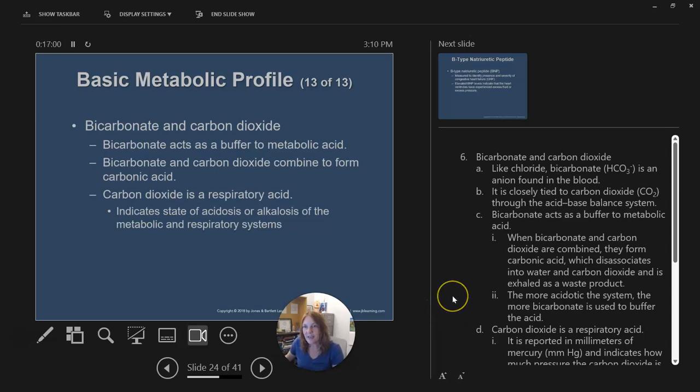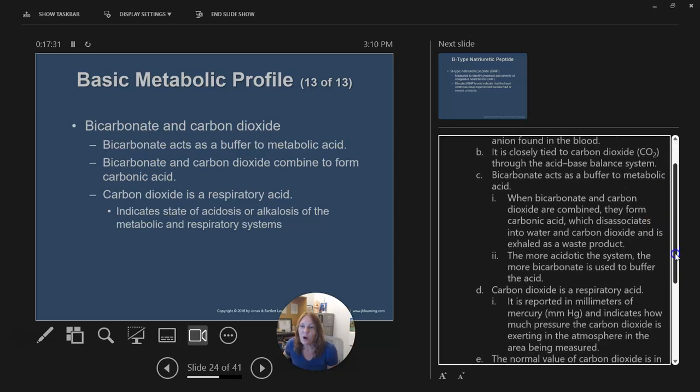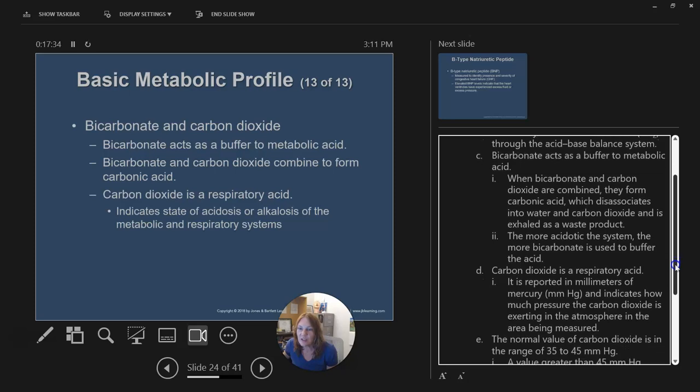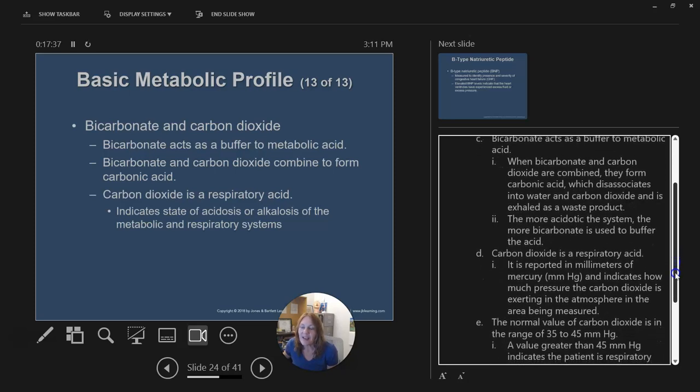Then on to our bicarbonate and our carbon dioxide. Like our chloride, our bicarbonate, or HCO3, is an anion that is found within our blood. It is closely tied to carbon dioxide, our CO2, through the acid-base balance system. Yes, you do have to know acid-base balance pretty well for these tests. Our bicarbonate acts as a buffer to that metabolic acid. When our bicarbonate and hydrogen combine, they form carbonic acid, which dissociates into water and carbon dioxide, and it is then exhaled from our patients as a waste product.